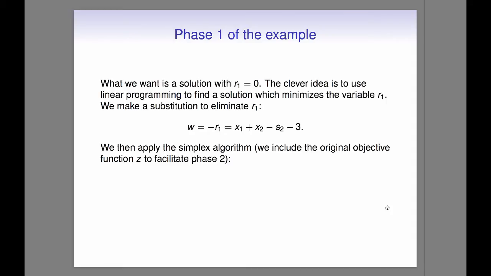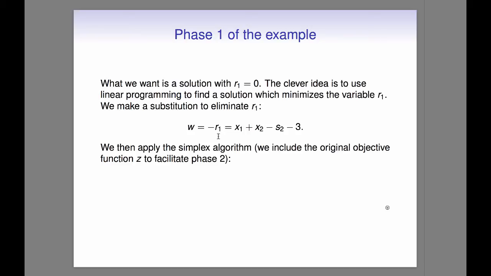Now, before we write down the tableau, we need to look at what's going to be our objective function. As I was just explaining, we're really interested in the case where this artificial variable is 0. So, in order to make it 0, because R1 is a non-negative number, we want to minimize R1. And to minimize R1 means to maximize minus R1.